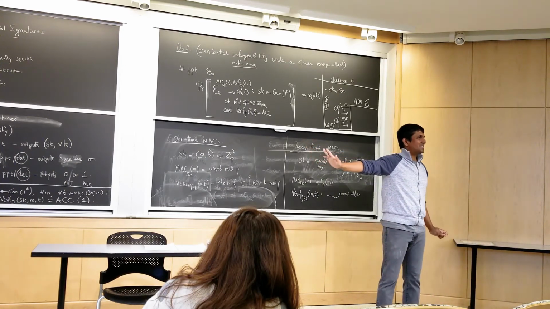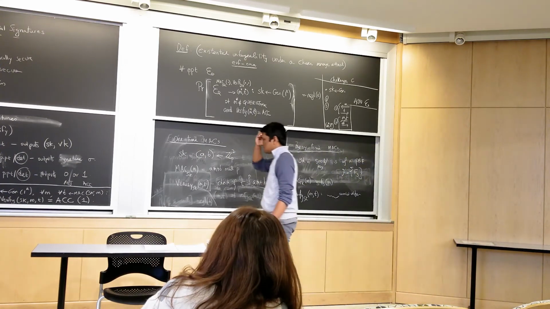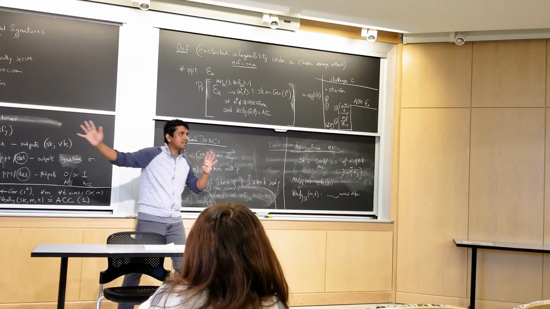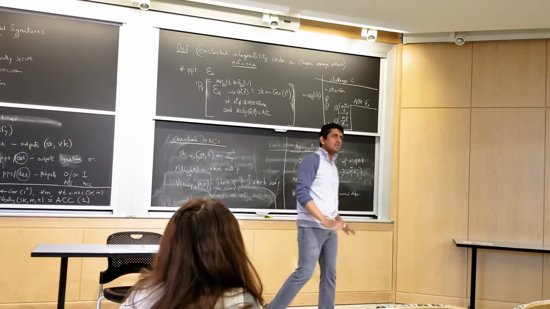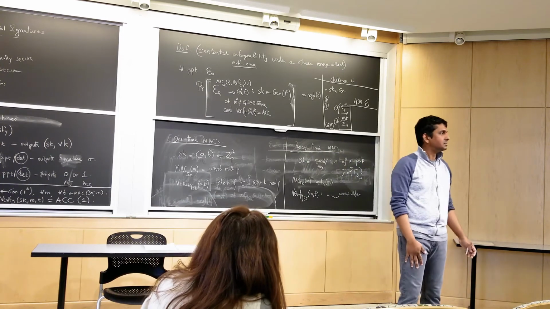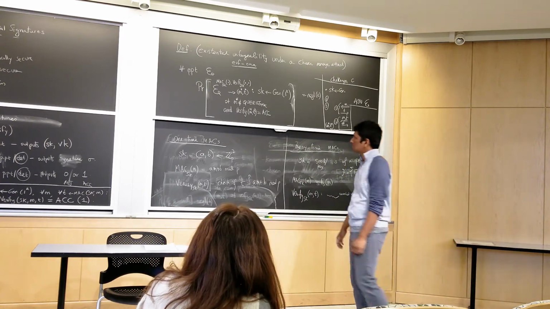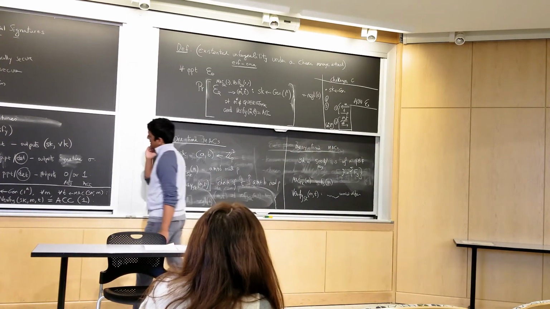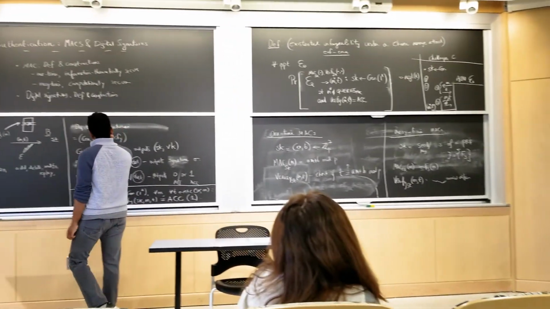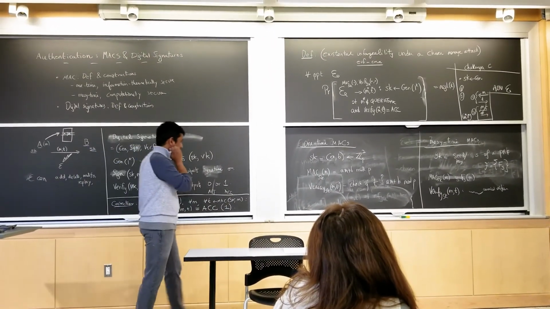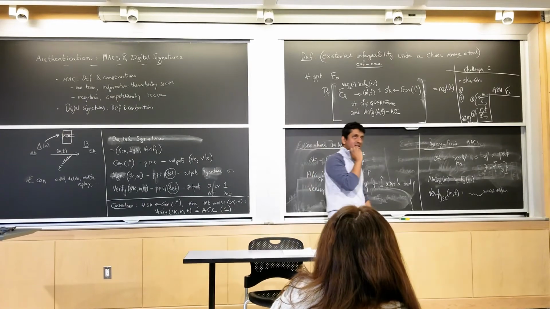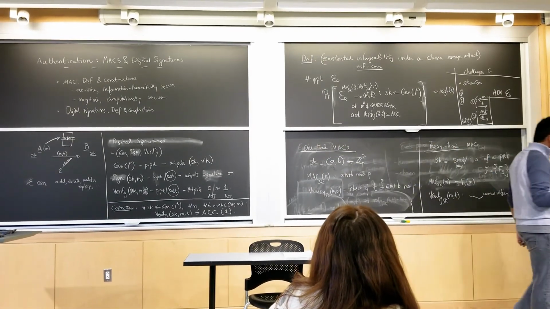But we're doing mathematics, right? So this is mathematics. To take it to practice, you need to do more things. Good, let's do mathematics. Digital signature. How would I build a digital signature scheme?